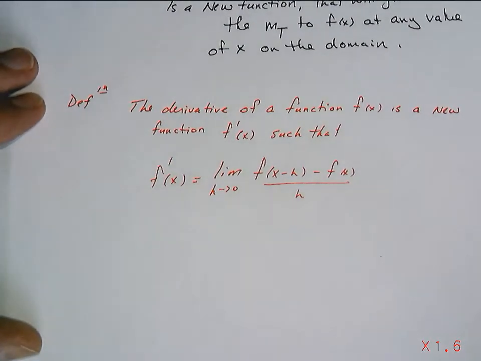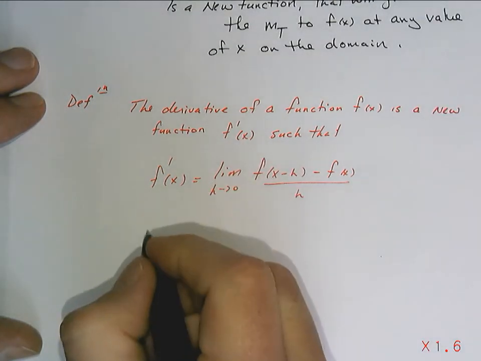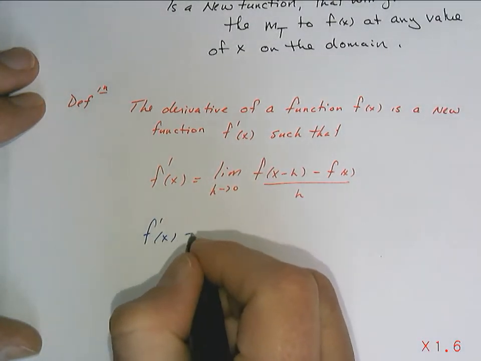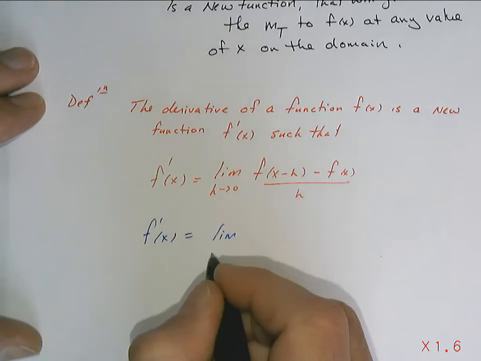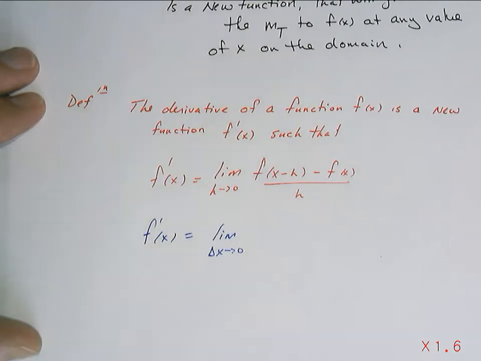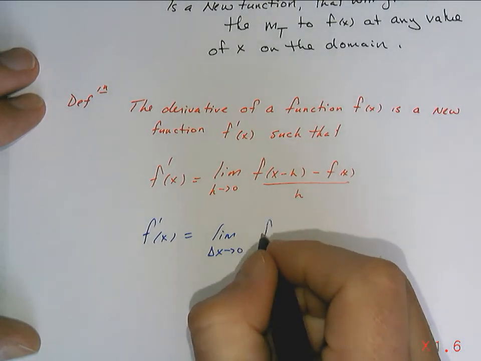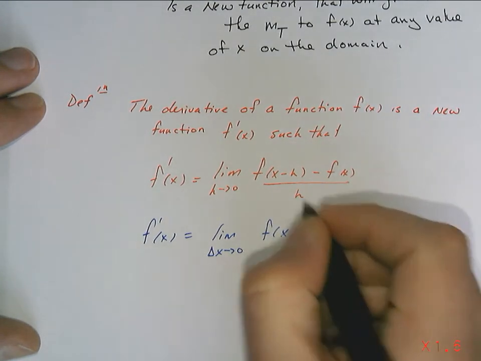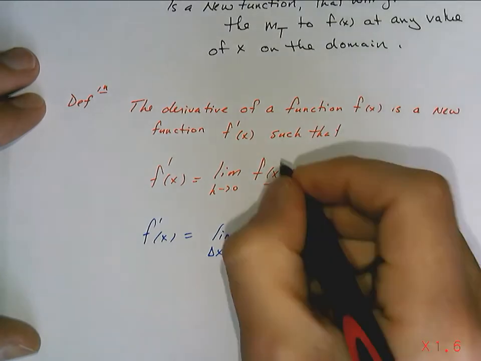And you will see this written in another form, but it means the exact same thing. Let's say I didn't want to use h as that little bit that I move down the x-axis. Let's say I wanted to use delta x as that little bit. Oh, did I put a negative here? I'm terribly sorry. Please change that to a plus.